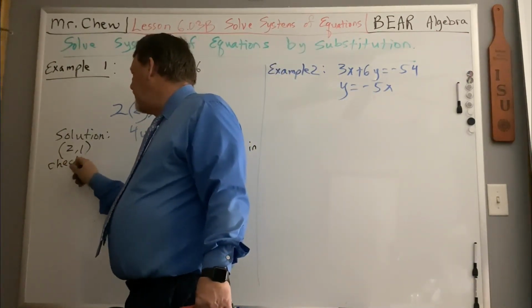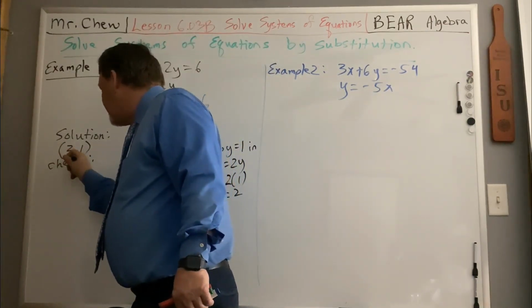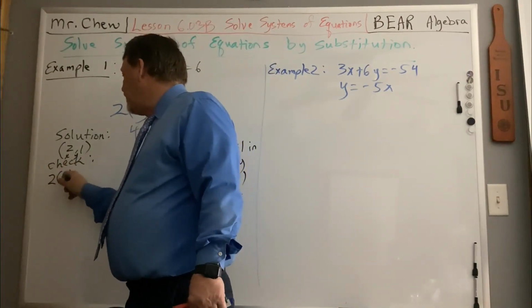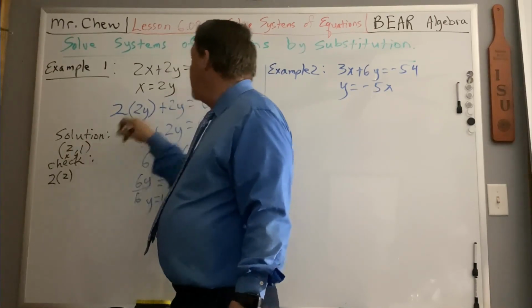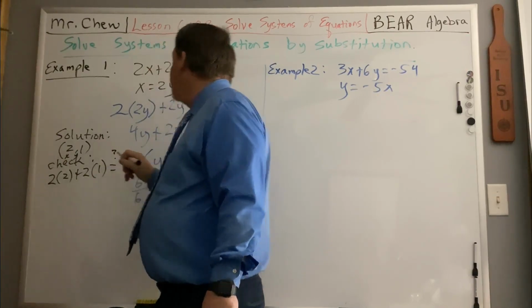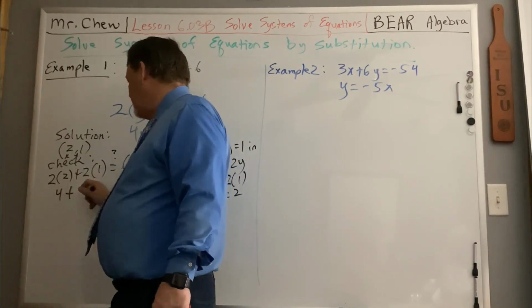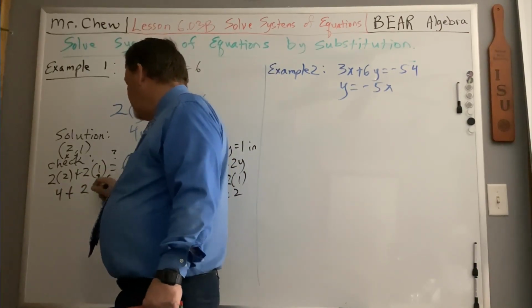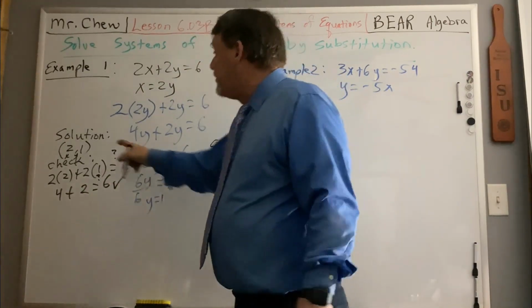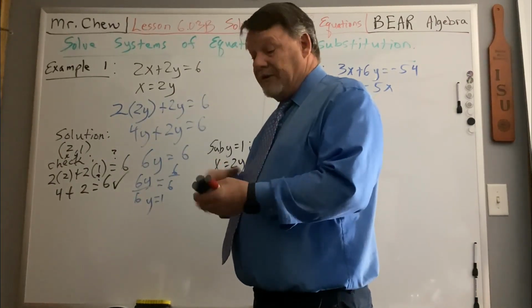To check it, I'm going to take both of them and substitute this x value and this y value in. So I have 2 times 2, there's my x value, plus 2 times 1, and I say, does that equal 6? 2 times 2 is 4, 2 times 1 is 2. Does 4 plus 2 equal 6? Yes. What does that mean? That only means that (2, 1) is on that top line. Now we've got to find out if (2, 1) is on the bottom line.